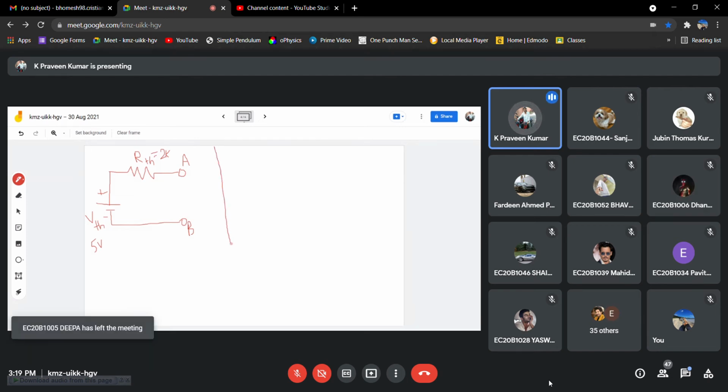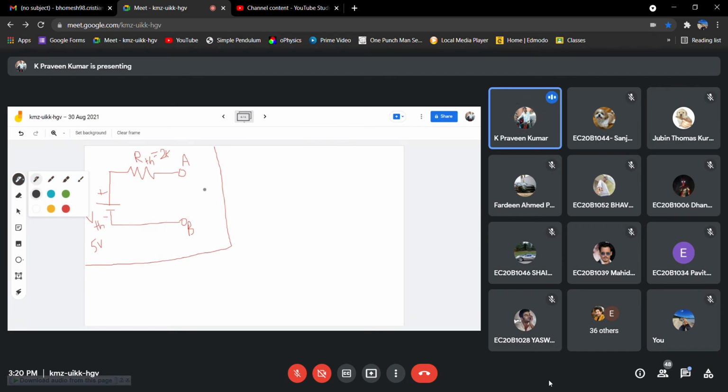So up to now, what have we seen? We have seen that the network across the terminals A and B is replaced with its Thevenin equivalent circuit, VTH and RTH. Now we need to verify this circuit. How do we do that? For that, we will take our original circuit.